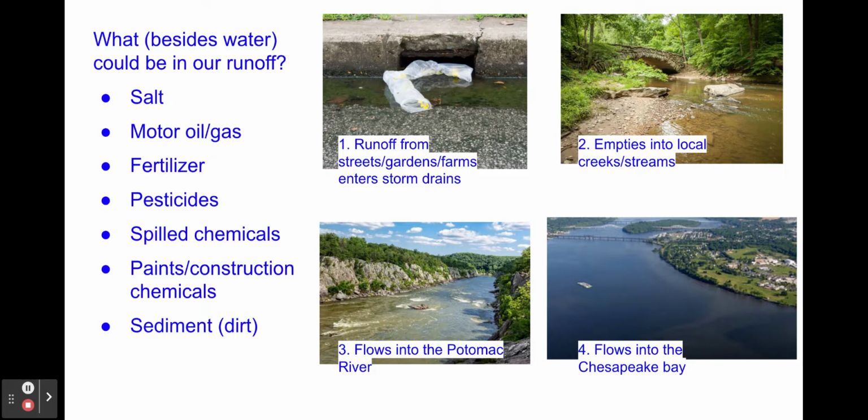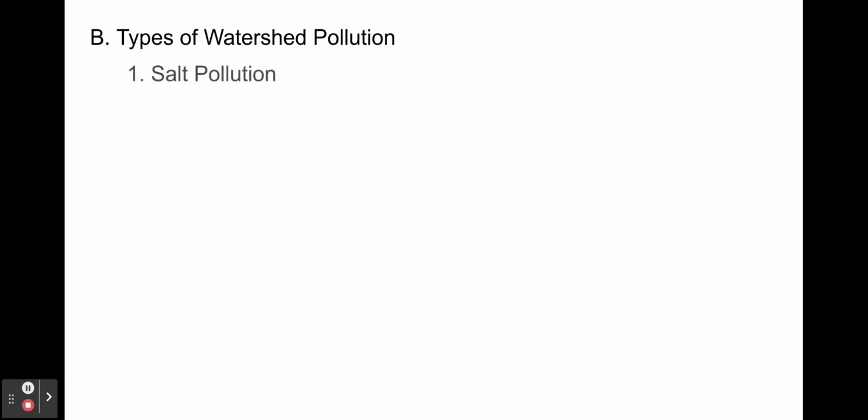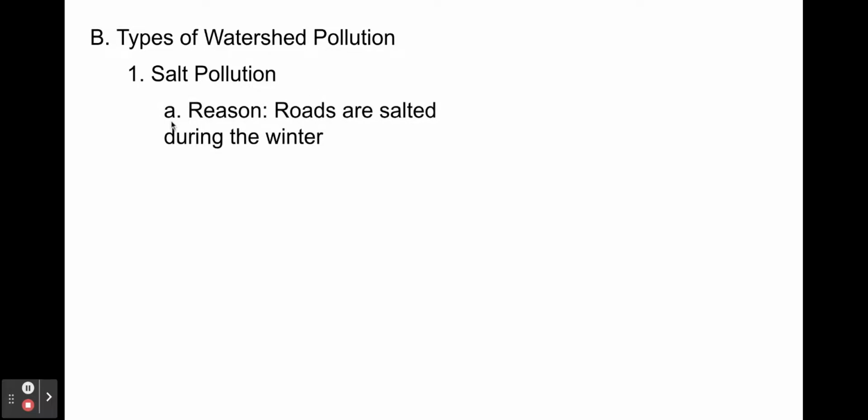So now we're going to talk about a couple of these pollutants, the three major ones, and their impacts on the environment. Section B, make sure this capital B is vertically aligned with the capital A, types of watershed pollution. First type, salt pollution. First detail about salt pollution, lowercase a.